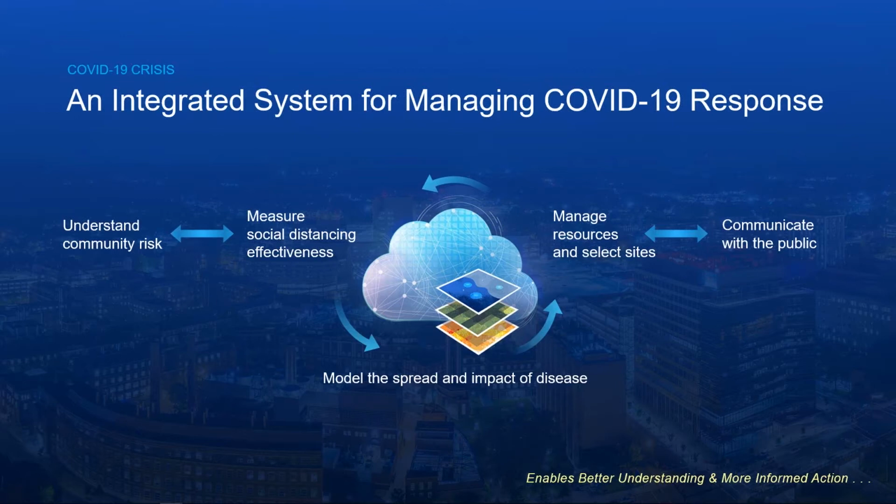So these are the major system components. The first one is understanding community risk. Based on that understanding of community risk, social distancing policies are then put in place. The next is measuring social distancing effectiveness. With these policies in place, we need to ask, are they being effective? Are these policies reducing risk of infecting others? The next, in the middle, is modeling the spread of impact. Based on community risk and policies in place, what are the expected impacts on the healthcare system? How many beds will we need, or how many ventilators will we need?